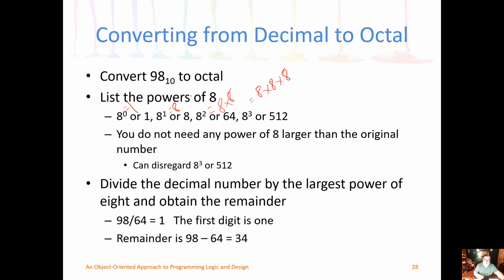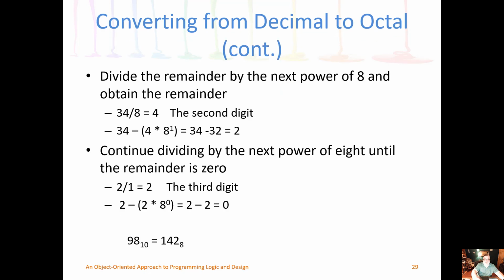So the first digit is 1. We subtract off what remains. The remainder is 34. So we divide the remainder by the next power of 8 and obtain the remainder. The next power of 8 is 8. Well, 8 can go into 34 4 times. 8 times 4 is 32. So the second digit is a 4. So we just subtract 34 minus 32 and we get 2.